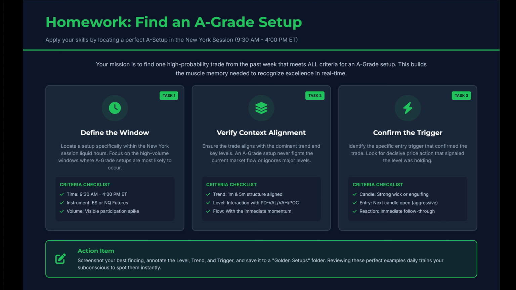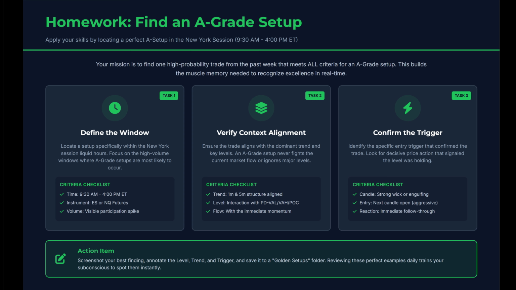Task number 3, confirm the trigger. Identify decisive candle patterns like a strong rejection wick or an engulfing candle that displays confidence. For A-grade setups, your entry is aggressive on the next candle open after the trigger. A-grade setups reward speed and clear decision-making.